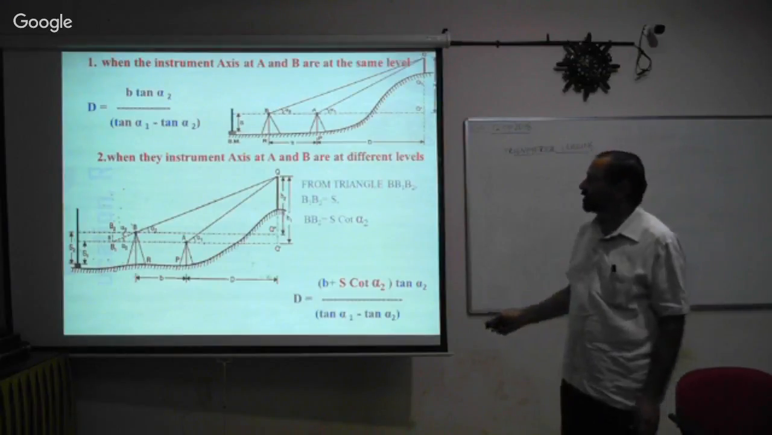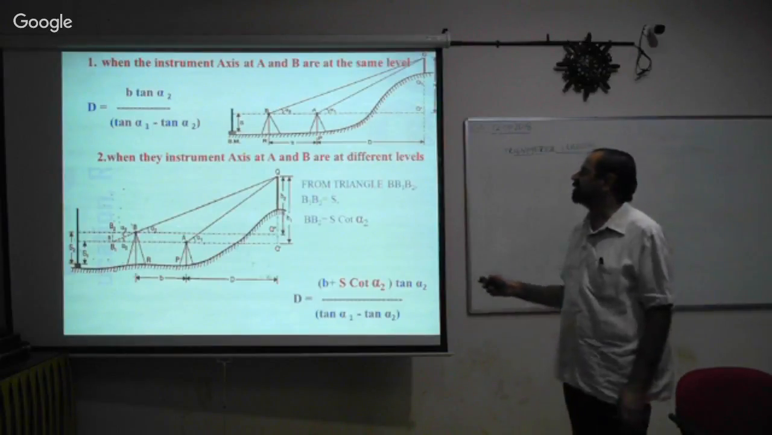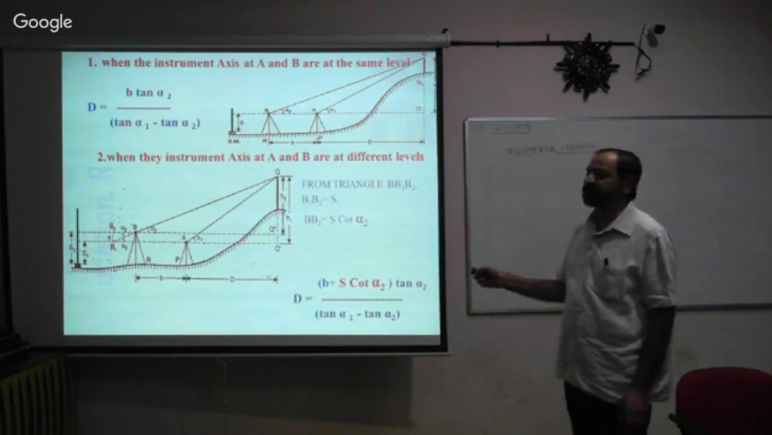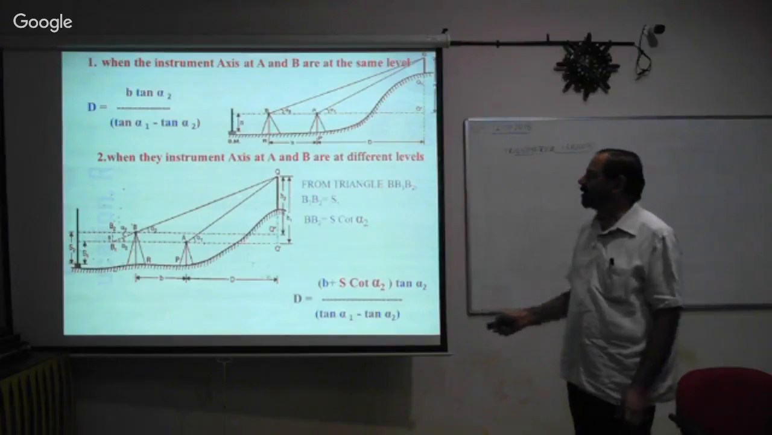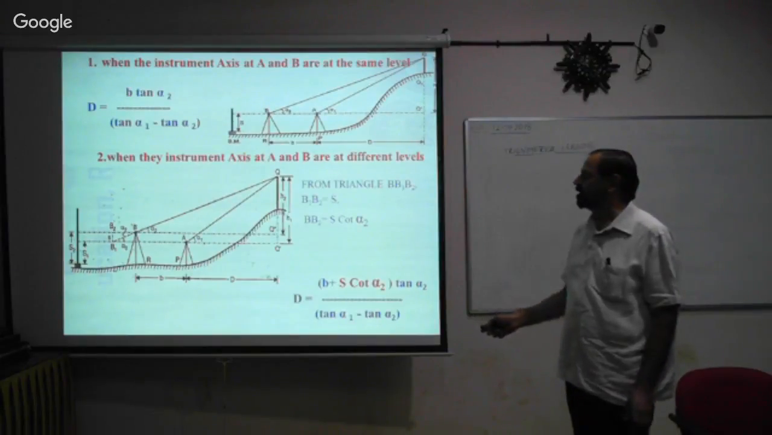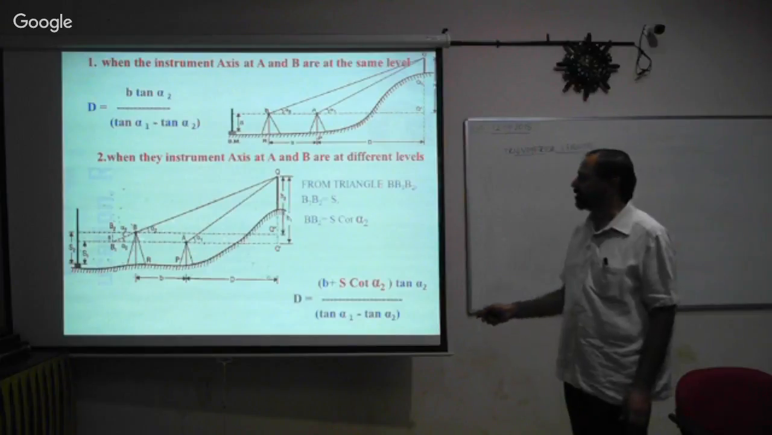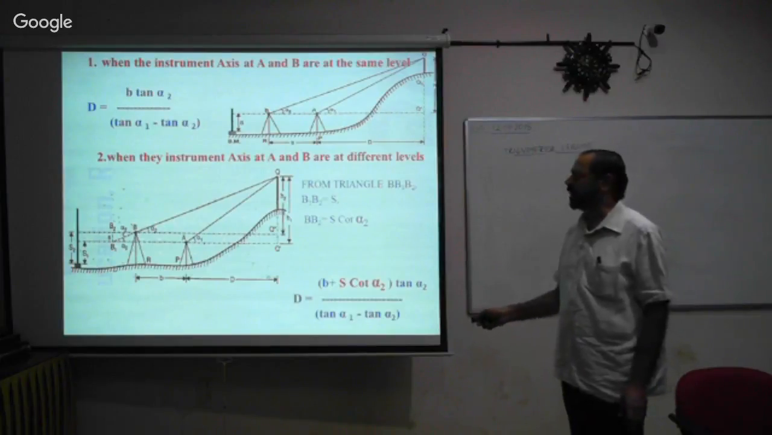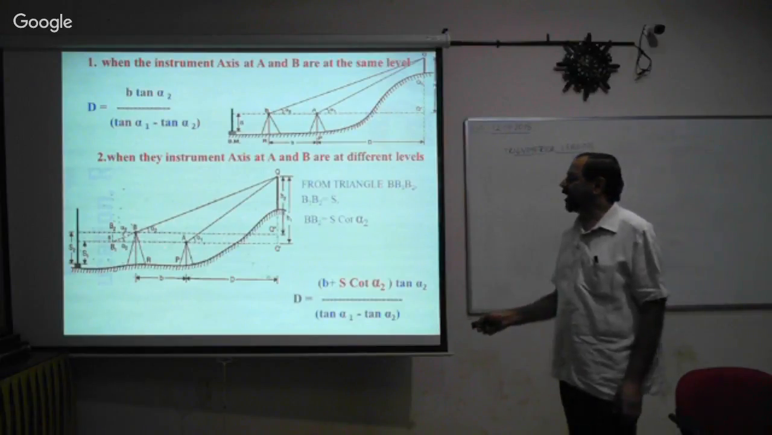Similarly, in the second case, it is difficult to achieve this situation. It takes too much time. Therefore, it is simplest if we modify the triangles according to the instrument axis, and now we have modified this.